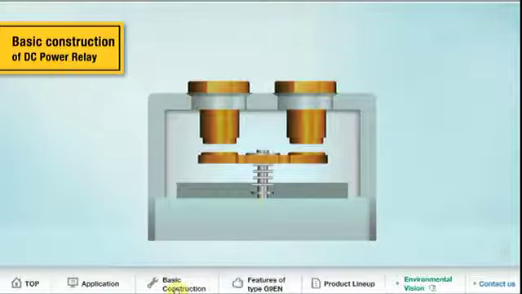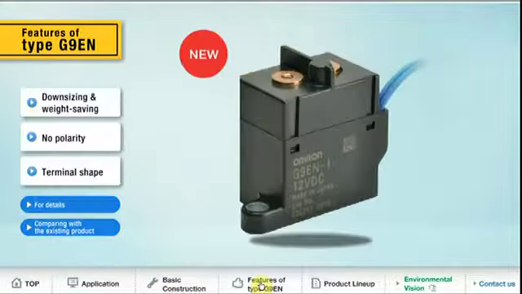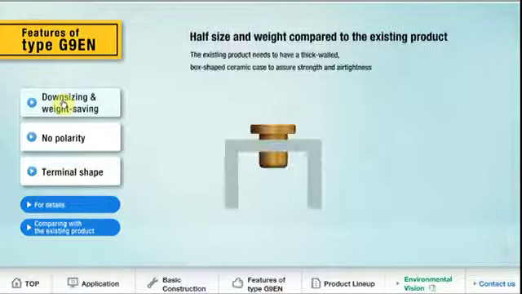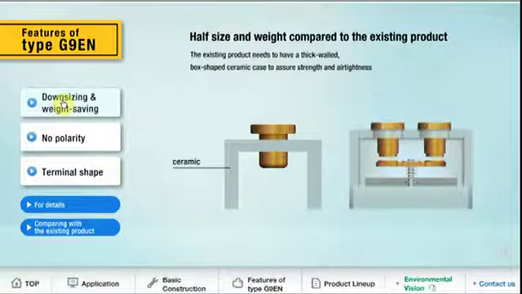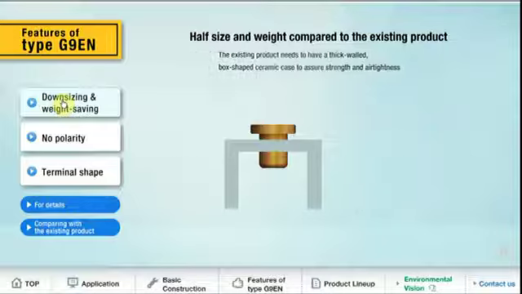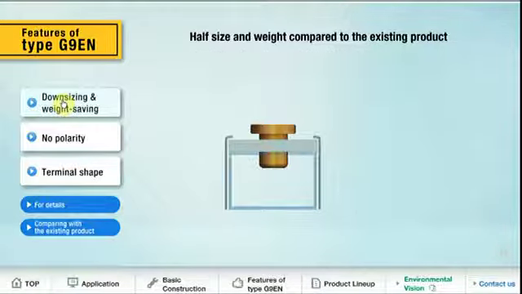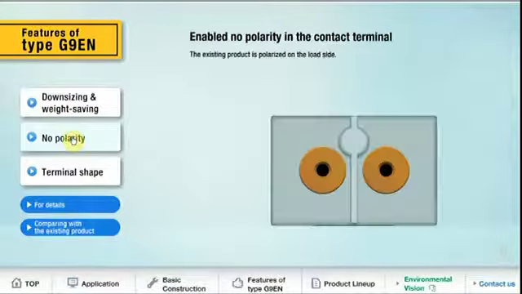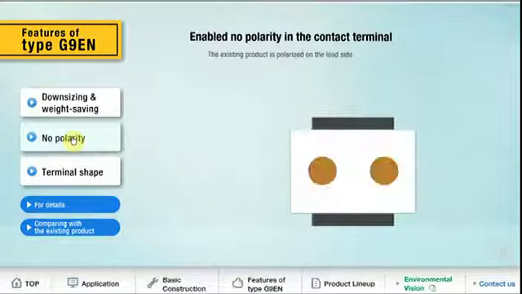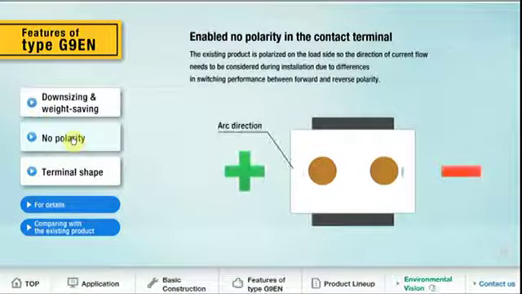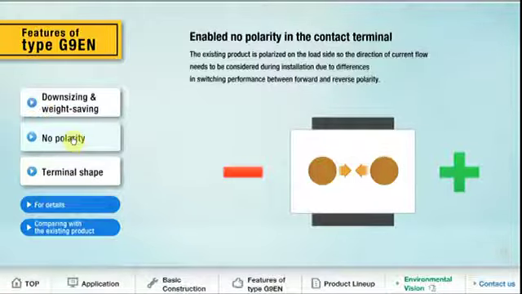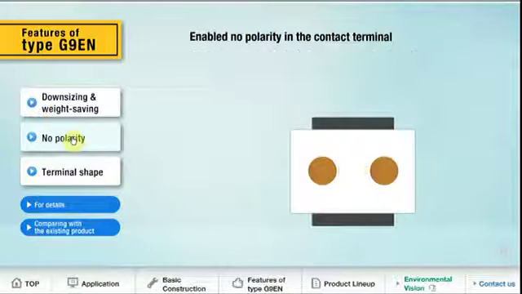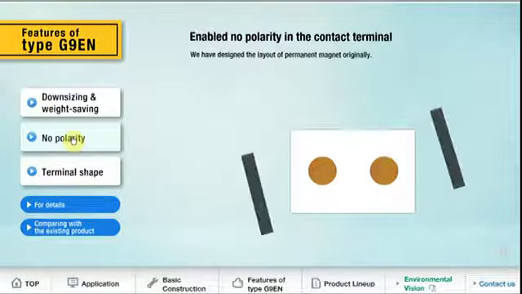Features of the new G90N. Because of all the new technology that we've applied to them, we were able to make them smaller and lighter. No polarity makes them very easy to use in many types of applications, so you don't have to worry about which terminal is positive and negative, so it makes it simpler to use, easier to fit into your application. And this is due to the permanent magnets that we put in them.